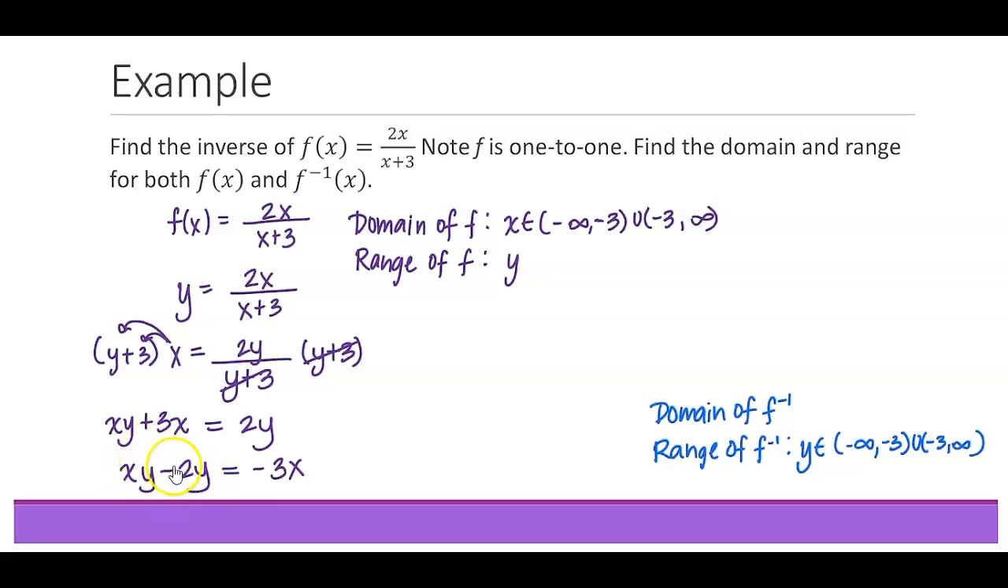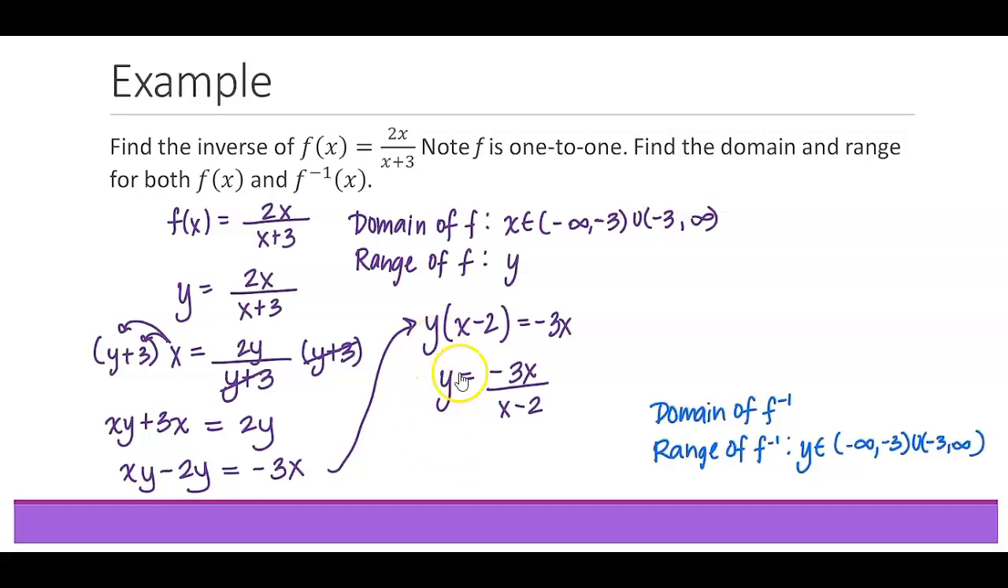Well, the benefit is that now xy and minus 2y, they both have a y in common, and I can factor it out. So my work's going to travel up here now. I'm going to take out a y, and I'm left with x minus 2 left over. So y times the quantity x minus 2 equals negative 3x. And then the last step is to get this y by itself. We'll divide by this quantity x minus 2. So I have y equals negative 3x over x minus 2.